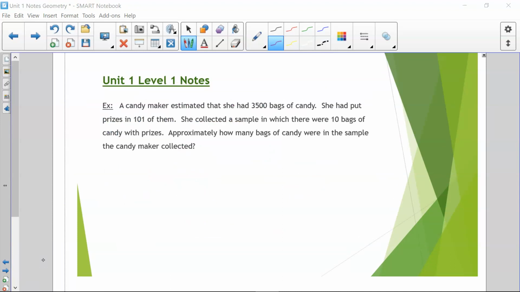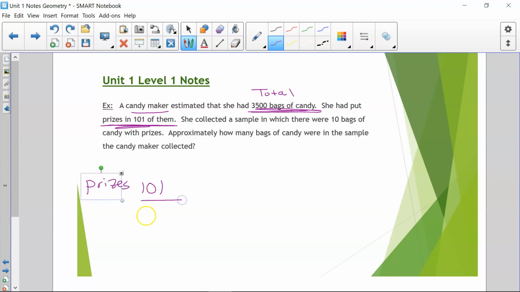Our next example is about a candy maker, and she estimated that she had 3,500 bags of candy, and this was a total. She put prizes in 101 of them. So 101 of them out of 3,500 bags of candy had prizes, and that's a rate. So 101 bags had prizes out of a total of 3,500 bags. She collected a sample size in which there were 10 bags of candy with prizes. Approximately how many bags of candy were in the sample that the candy maker collected?